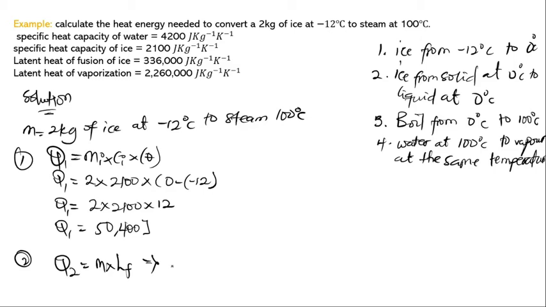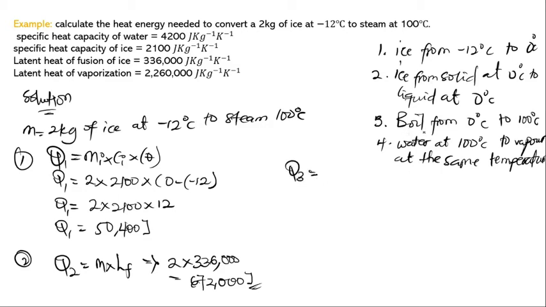So the mass that we have is 2, multiplied by the latent heat of fusion of ice, which is given to us as 336,000. So if we do the multiplication, we are going to get 672,000 joules. So this is the heat energy needed to convert the ice from the solid state to the liquid state at the same temperature of 0 degrees Celsius.